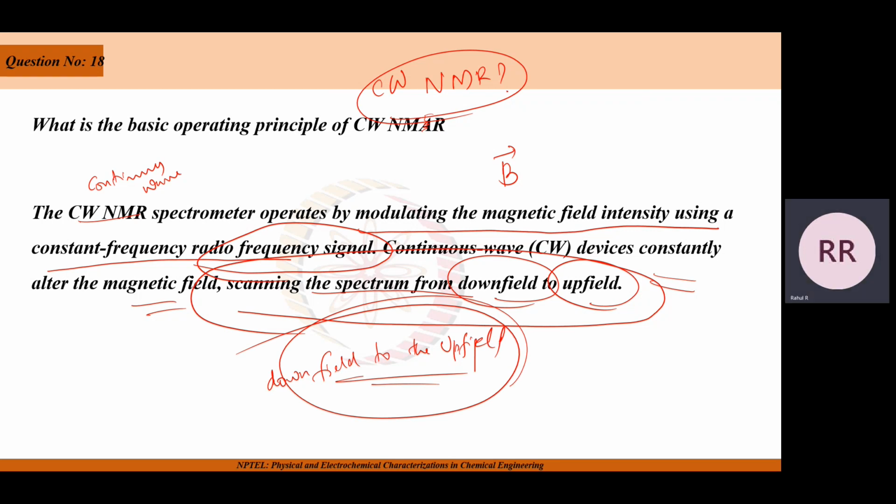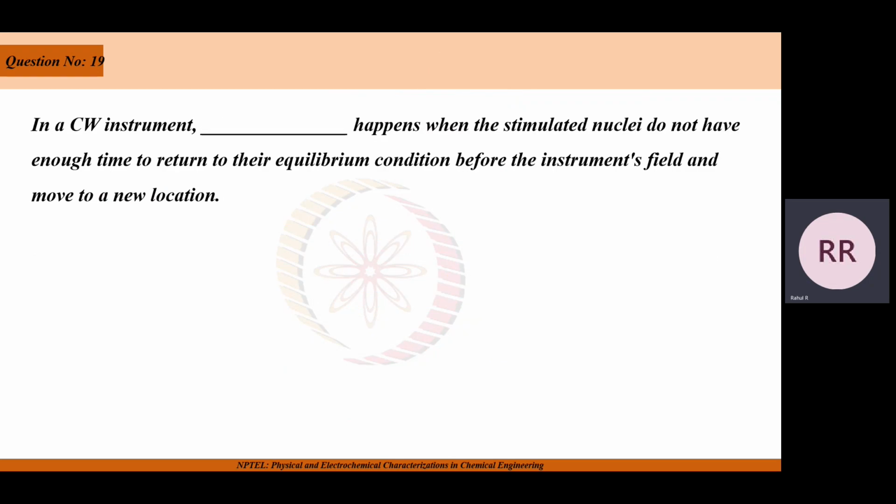Now let's move to the next question, which is: a CW instrument dash happens when the stimulated nuclei do not have enough time to return to their equilibrium condition before the instrument's field moves to a new location. So the question is, what happens in a CW instrument when the stimulated nuclei don't get enough time to return to their equilibrium condition before the field moves to a new location? I can give you a few seconds to think about the answer. Then I'll give you the answer.